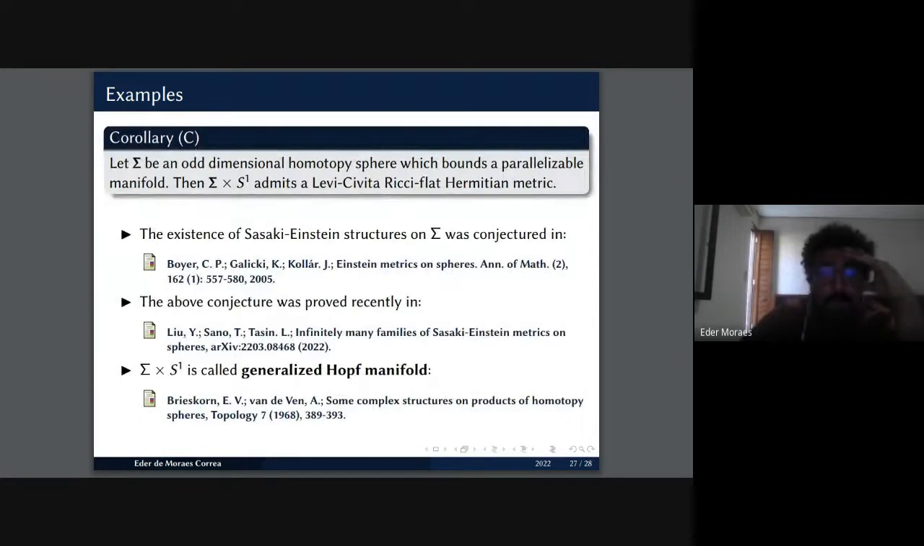And in particular, we can also obtain examples on exotic spheres, right? Because if you take an odd-dimensional homotopy sphere which bounds a parallelizable manifold, we can equip it with a Sasaki-Einstein structure, and then we can apply the theorem for this type of manifold. This type of manifolds are known as generalized Hopf manifolds, right? And here I have included some references about the existence of Sasaki-Einstein structures on exotic spheres.